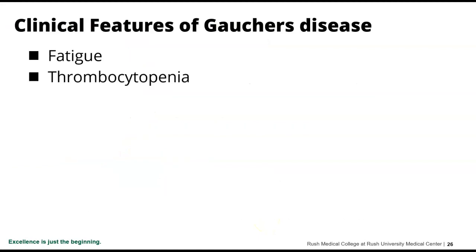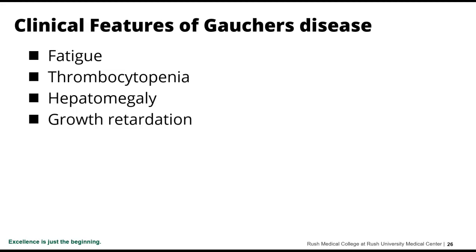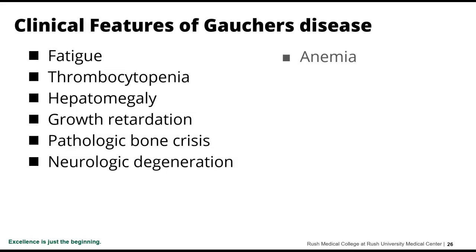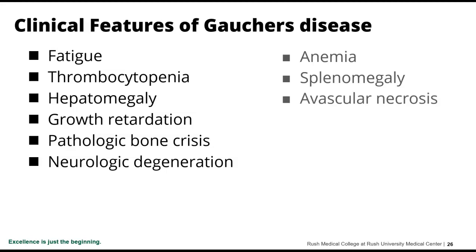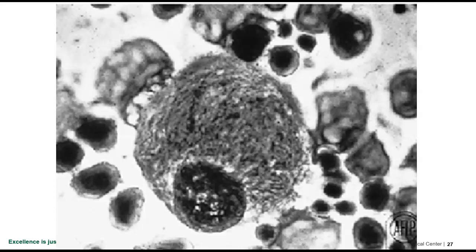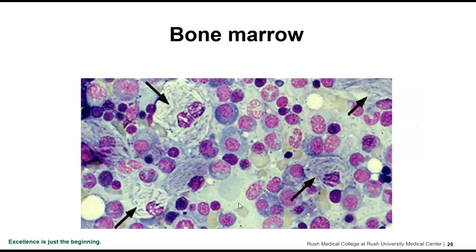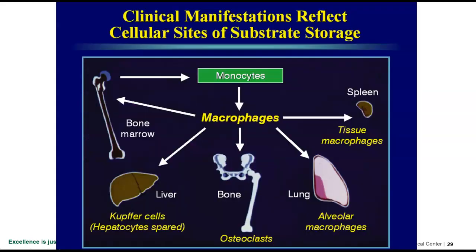Features include fatigue, thrombocytopenia, hepatomegaly, growth retardation, pathologic bone pain, neurologic issues. There can be progressive cognitive deficits, anemia, splenomegaly, avascular necrosis, osteopenia. Here is one of the pathology slides. Here's an inclusion body, and here we have Kupffer cells, and it looks almost like a wrinkled up newspaper. So those were historically signs.